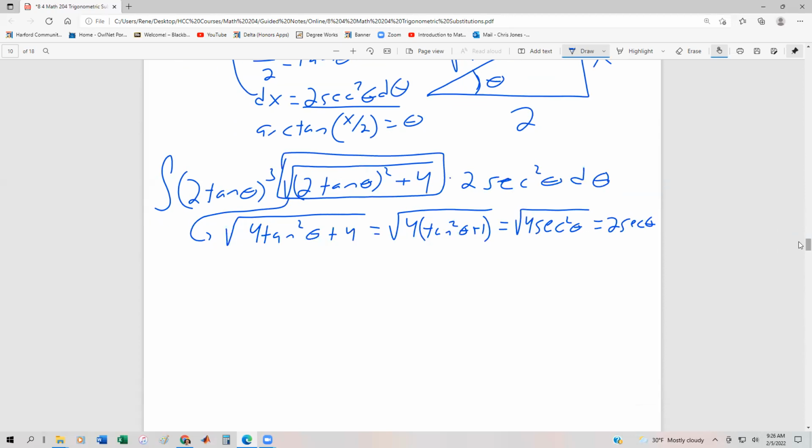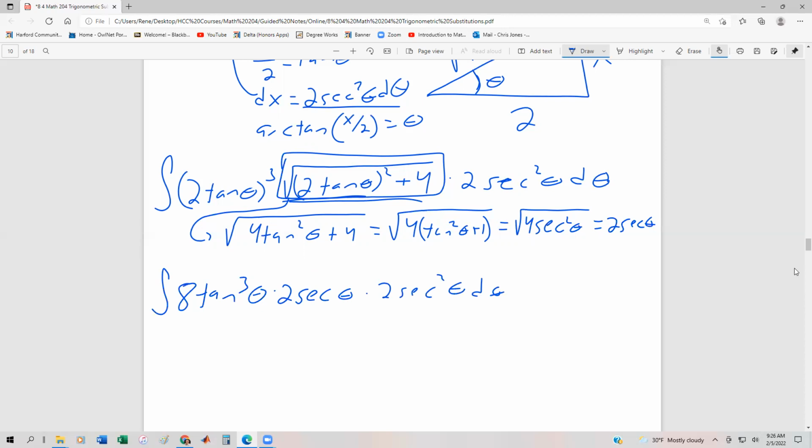And so now we're going to end up with our integral. Let's expand this 2 tan theta cubed. So that's going to be 8 tangent cubed theta. Instead of the radical, all this hoopla right here, that's going to be 2 sec theta, since we just simplified it. And then we still have our 2 secant squared of theta from our derivative, d theta.